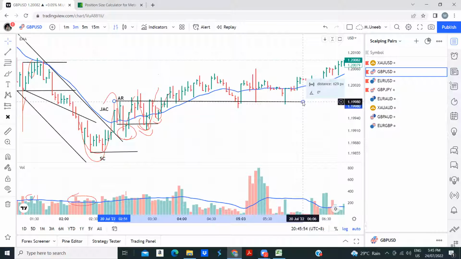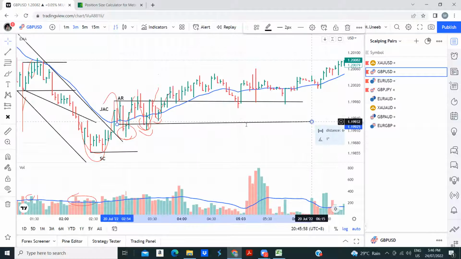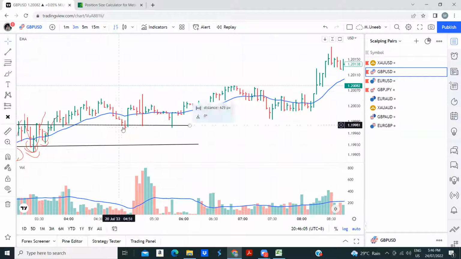And now exactly, this is the AR line of this VCP pattern, right? In the future, the price will come back, test this line again, and go up. Can you see? It went up. Test this line, went up.